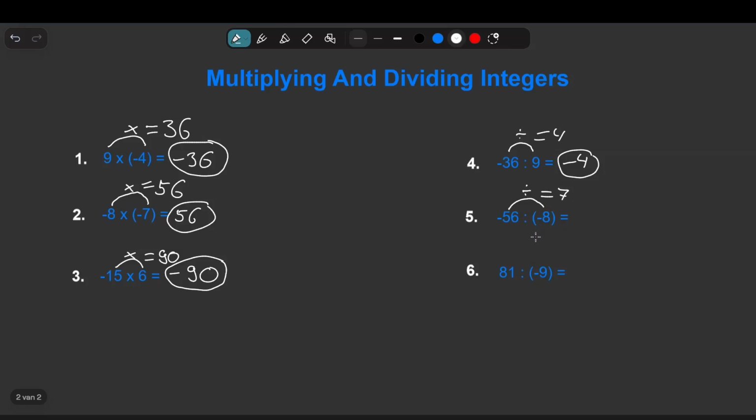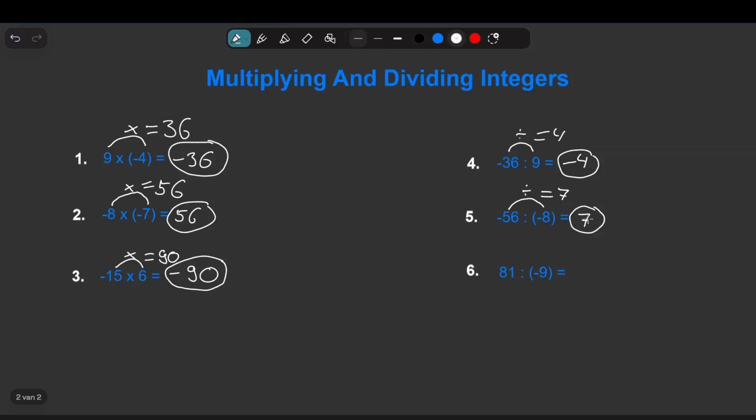And now we're going to look at the signs. As you can see, we have two negative numbers, which means we have two of the same signs. So what we're going to do is think and remember that two of the same signs always will equal a positive. So the final answer is going to be positive 7.